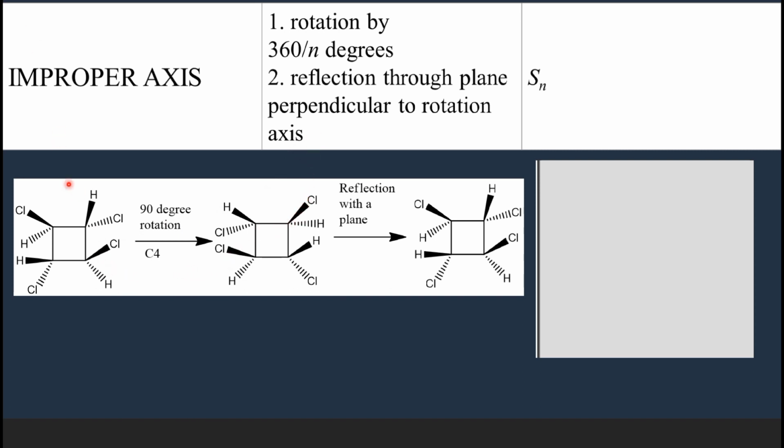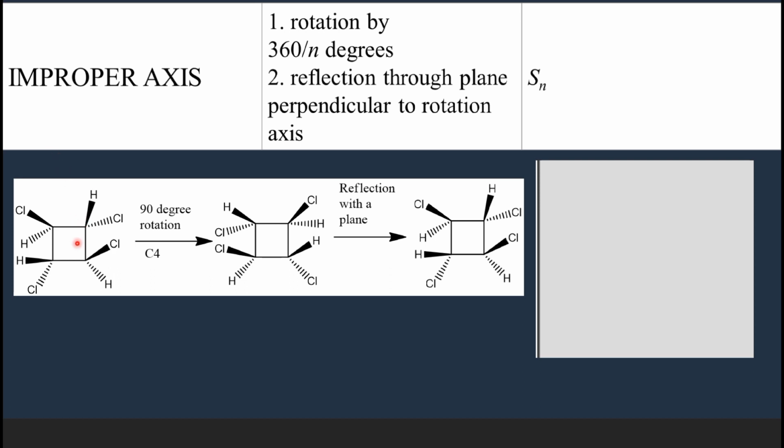I have taken 1,2,3,4 tetrachlorocyclobutane, which has the chlorine atoms in the adjacent carbon atoms in the opposite side. So here the C-Cl bond is upward bond, that is beta. Here the C-Cl bond is downward, that is alpha. Here the C-Cl is beta and here it is alpha.